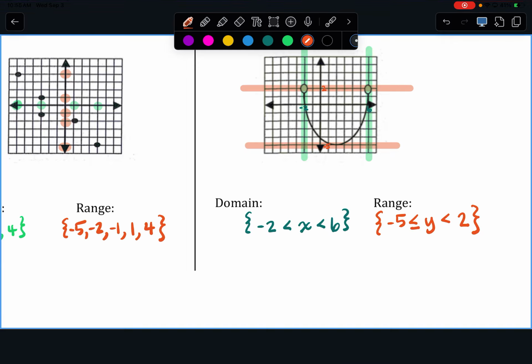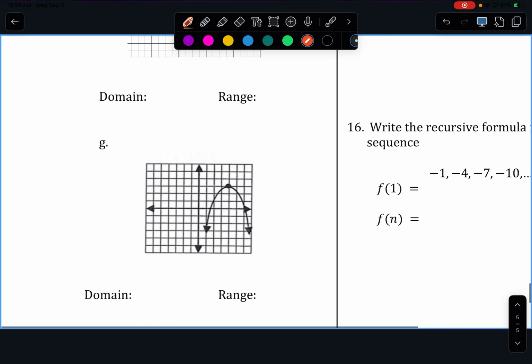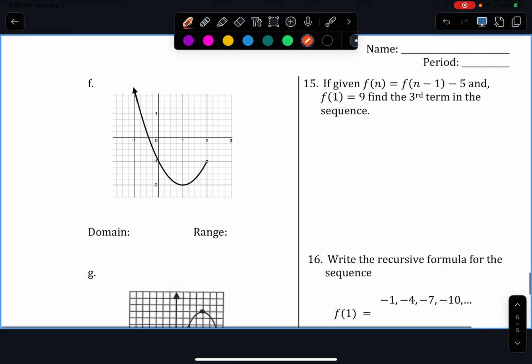All right, almost there. Here we go. Let's do a couple more. Here we go, domain and range. It's the same thing over and over and over again.